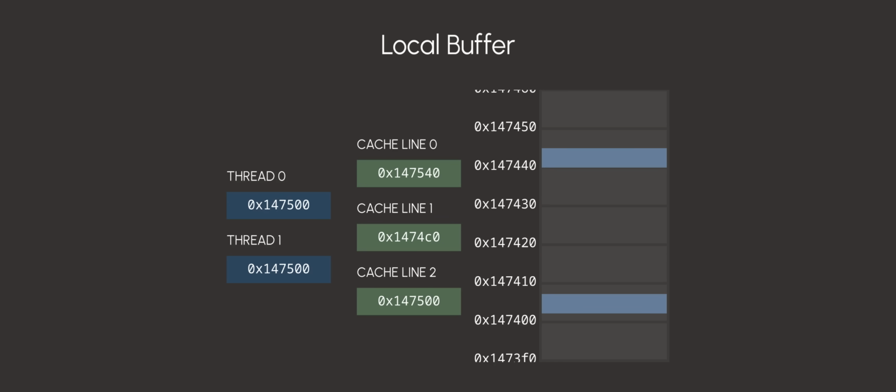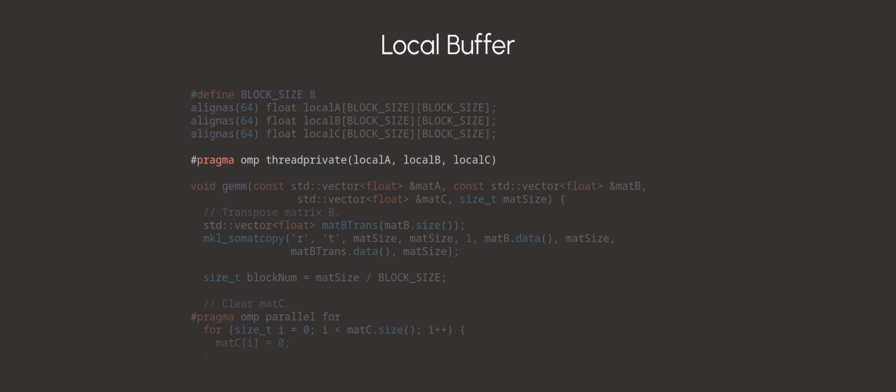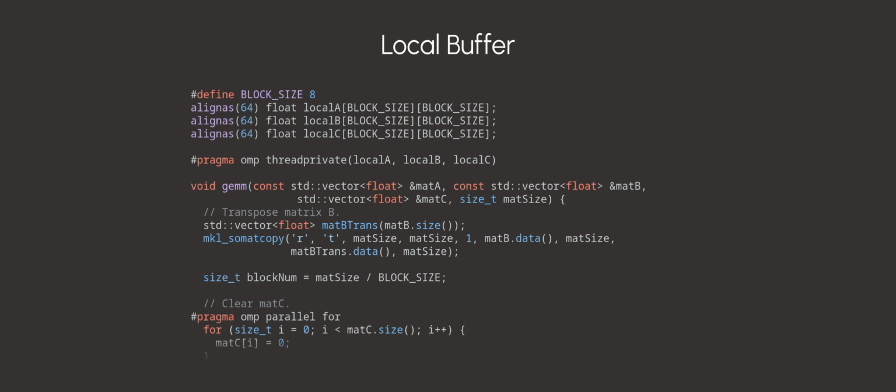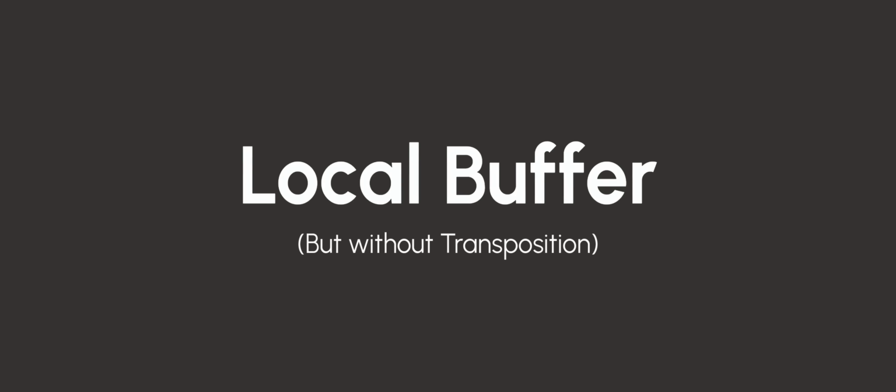I know it sounds a little bit stupid when I say, just keep them on different cache lines. But the solution is really that simple. Just use the OpenMP threadprivate macro. It creates a private buffer for each thread it spawns, and also handles the false sharing concern perfectly. Looks good. But there's actually one more problem we can solve: matrix transposition.